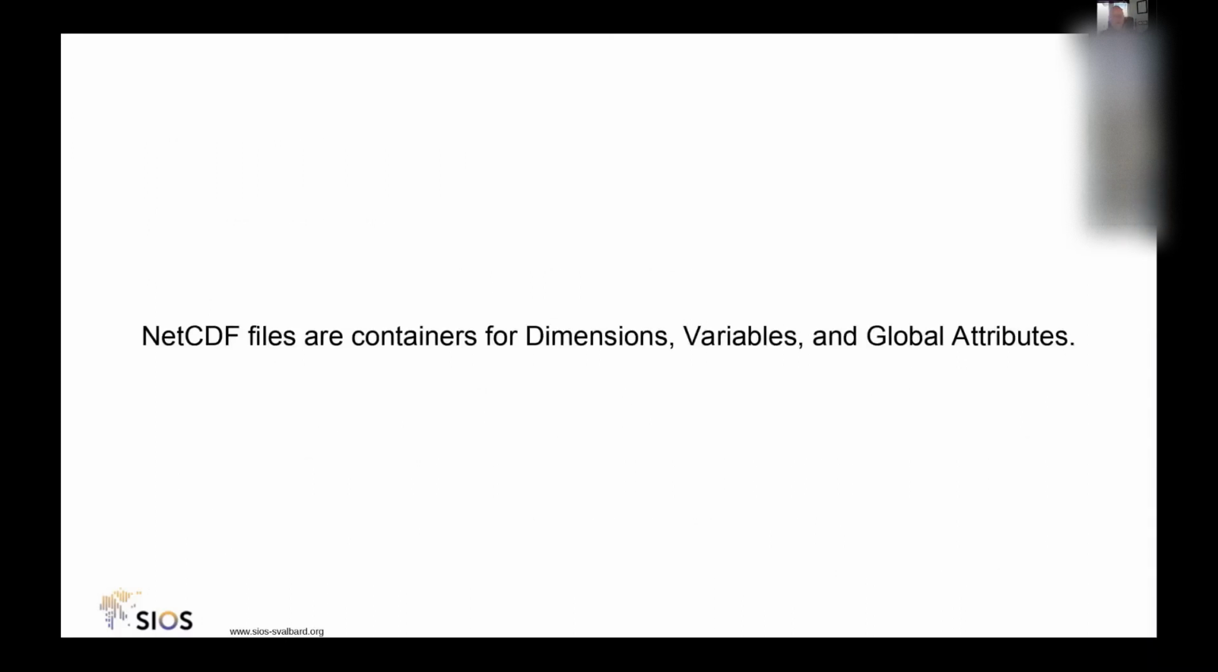So NetCDF files are containers like XML or other things, but it is a container that is structured in the sense that it's a container for dimensions, variables, and global attributes. So dimensions are spanning the data set, spanning the variables. The variables are the scientific content, either the geophysical parameter that you're looking at or different things. And global attributes are further information about the data set, and ACDD elements, the attribute convention for data set discovery, come into this category.